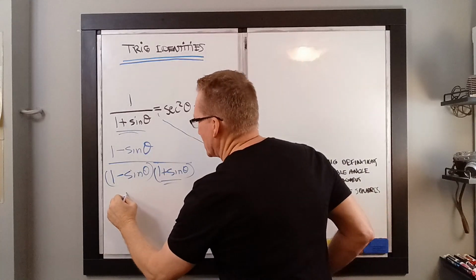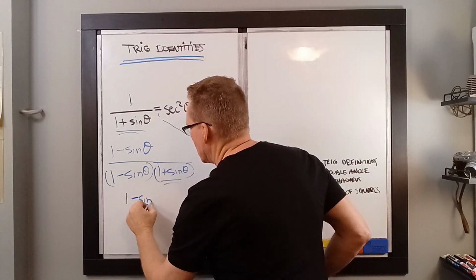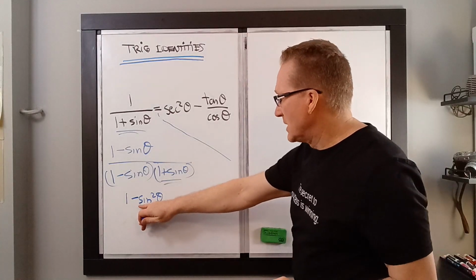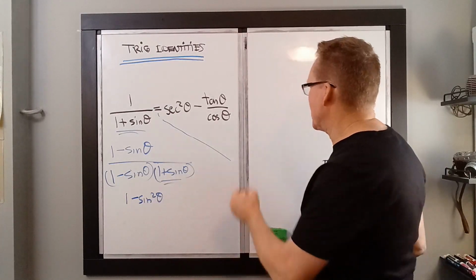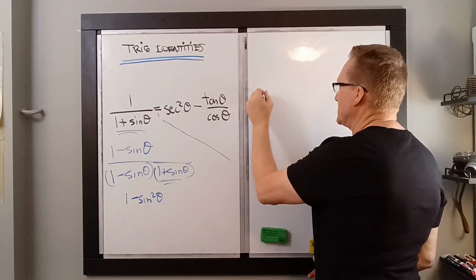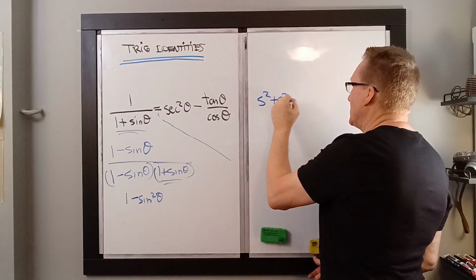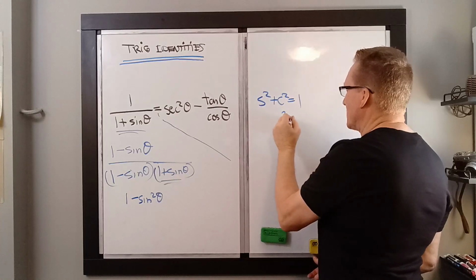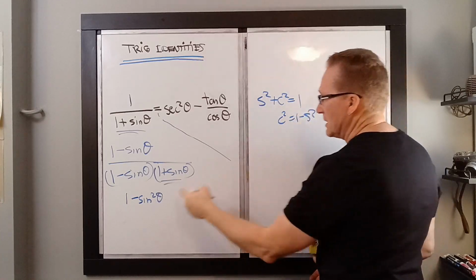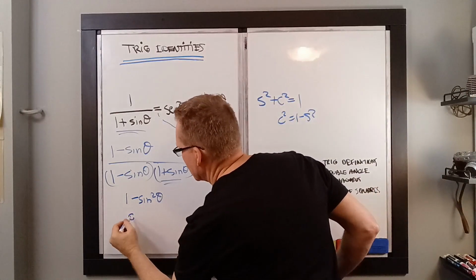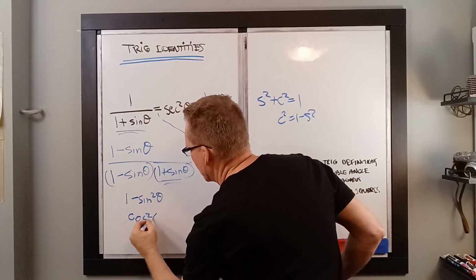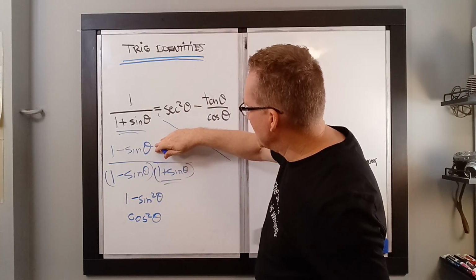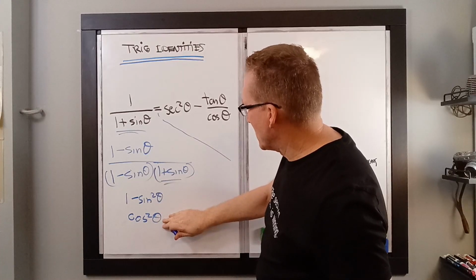Now this in the bottom is going to give us 1 minus sine squared theta. For those of you who are familiar and have done a couple of these, you'll recognize this as being Pythagoras' theorem. The basic Pythagoras is sine squared plus cos squared is equal to 1, or we can move the sine squared to this side: cos squared is equal to 1 minus sine squared. So 1 minus sine squared is equal to cosine squared theta. Now we've got 1 minus sine theta on the top and cosine squared in the bottom.